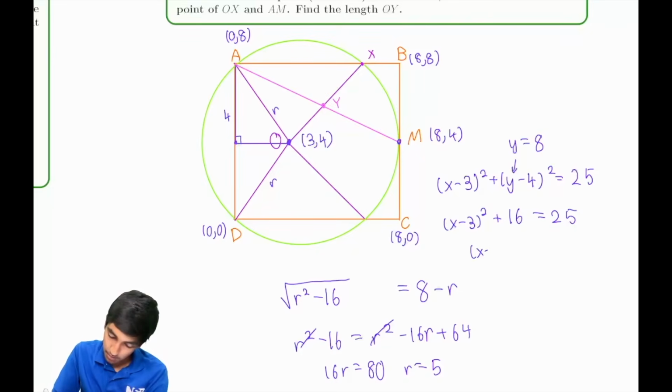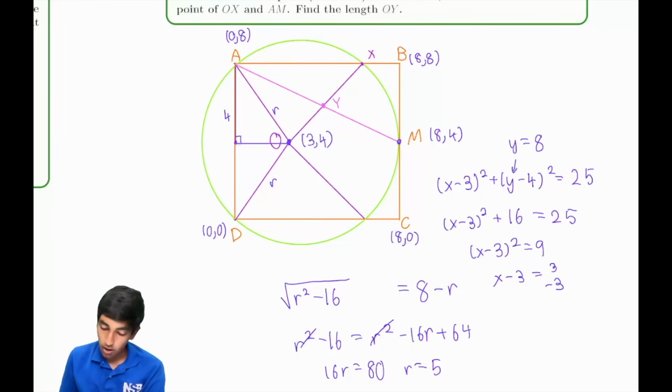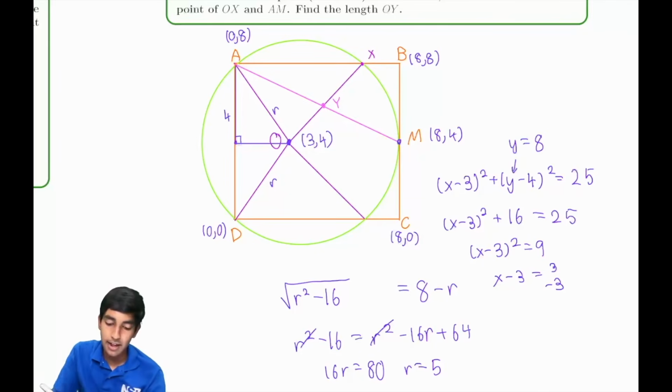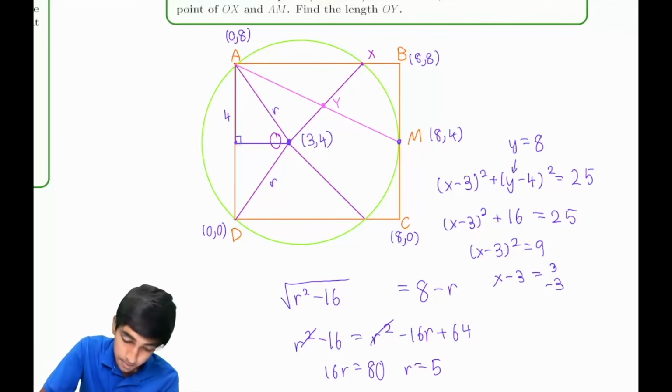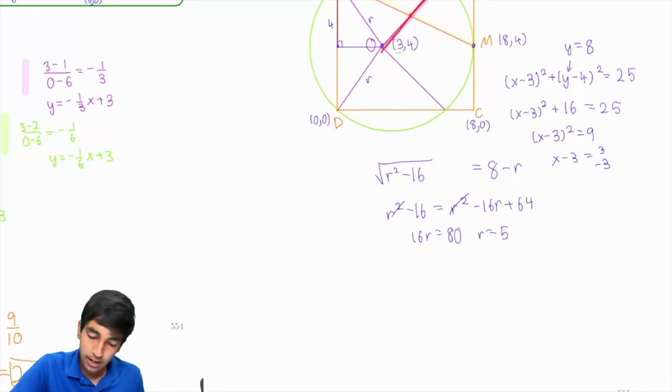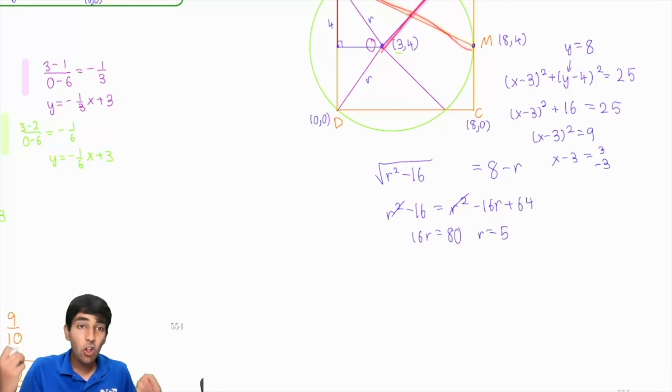And that means x minus 3 squared is 9. So x minus 3 is either 3 or negative 3. So x is either 0 or 6. Those are the two intersection points. But take a look. X equals 0 is A. So that's going to be, it says besides A. So therefore, we're going to have x equals 6. This is going to be 6, 8. Cool.